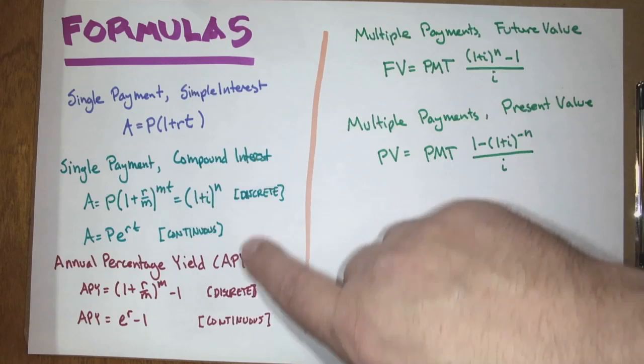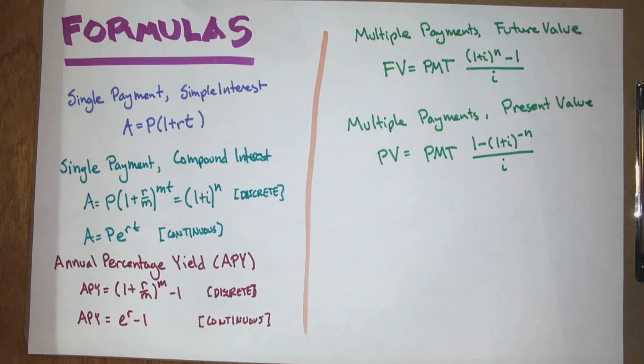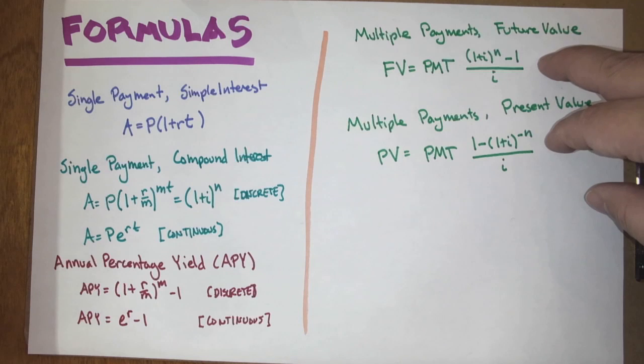So mostly these formulas dealt with one payment initially or one payment at the end. What if we had multiple payments? That gets us into annuities. And so we had two cases, the future value and the present value. And you'll notice they're very similar.